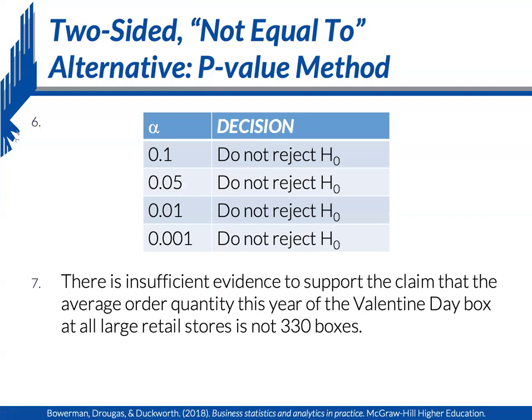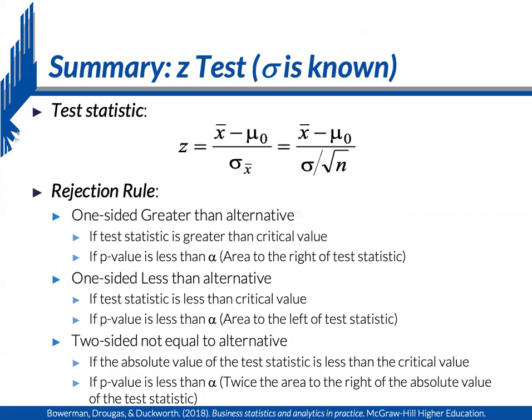Okay? So those are the differences in performing a z-test for the population mean for the 3 types of hypotheses: one-sided less than, one-sided greater than, and two-sided not equal to. And also the differences between critical value and p-value methods for those 3 different types of hypotheses. So we have here a summary of the differences between them, which is, again, dependent on the type of the alternative hypothesis that is being tested.